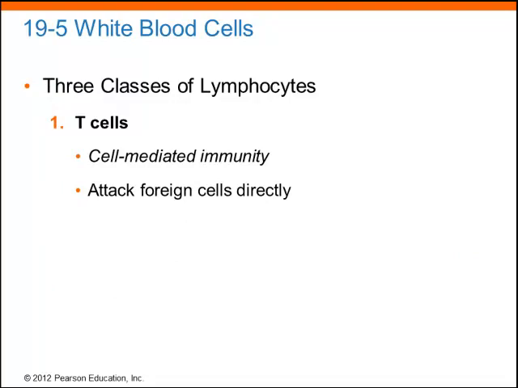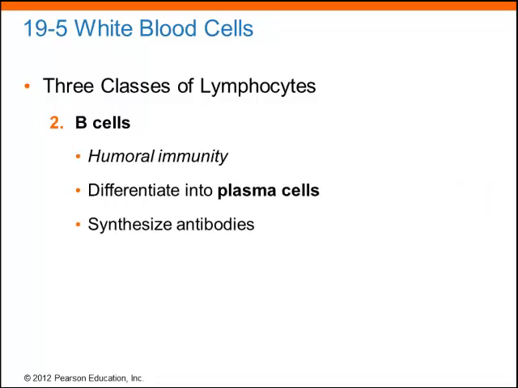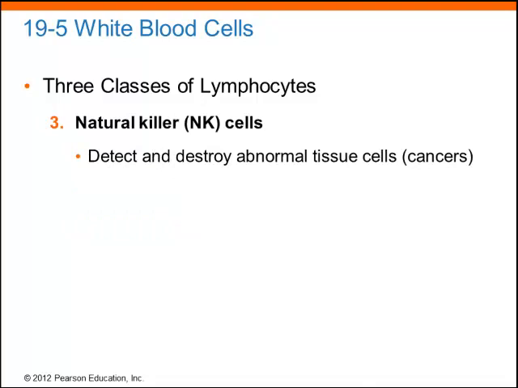There are 3 classes of lymphocytes. The first is called the T cells. They give you your cell-mediated immunity and attack foreign cells directly. The second kind is the B cells. They're responsible for what we call humoral immunity, which is your antibody formation. And the third kind is called the natural killer cells, and these are just constantly patrolling the body looking for abnormal cells, particularly those that display signs of being cancerous.